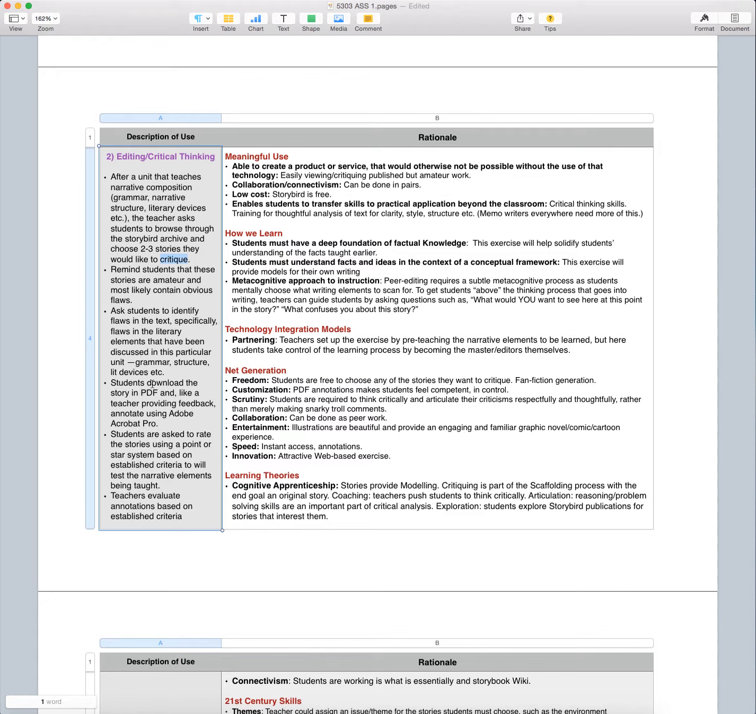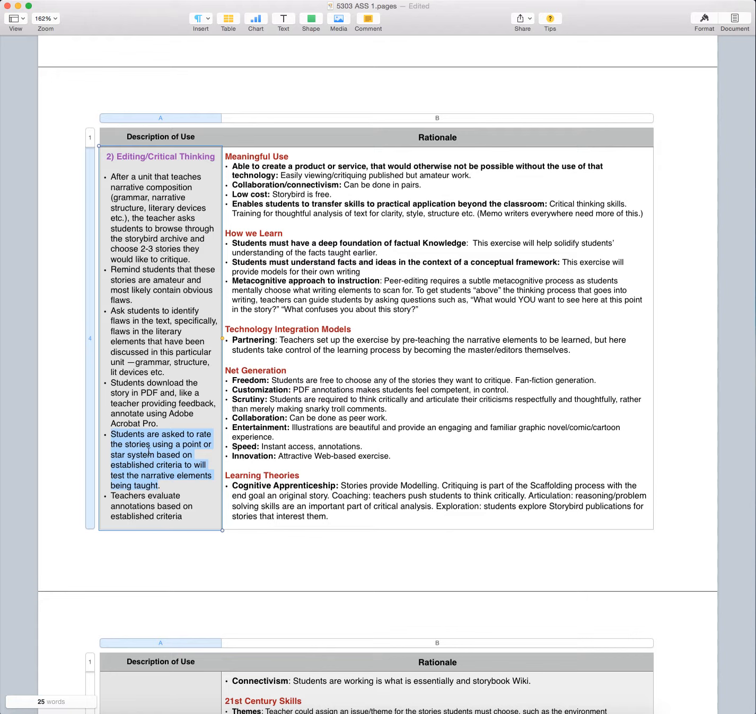Students can download the story in PDF, and like a teacher providing feedback, they could annotate it using Adobe Acrobat Pro. This is kind of a neat thing, I think. As a tutor, I've seen my students being asked to annotate texts, and that gives them a sense of power. That, yeah, I'm the boss. I have ideas. I'm critiquing this, and it's a confidence builder.